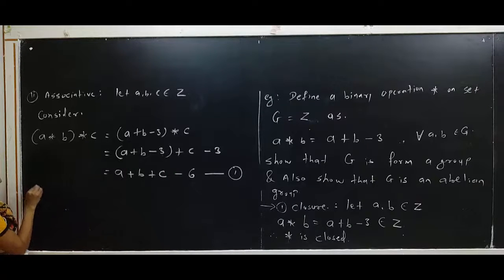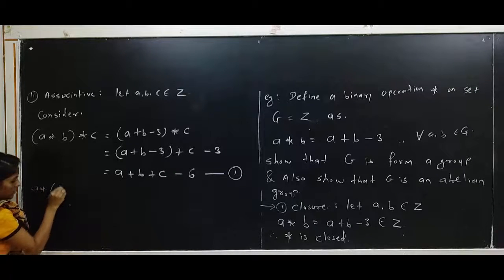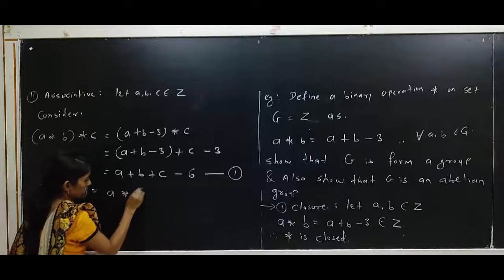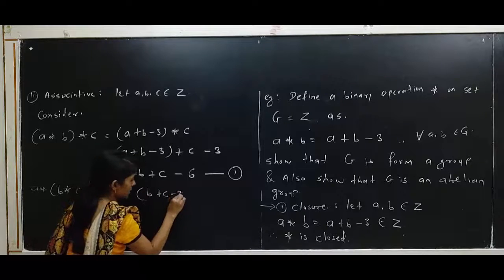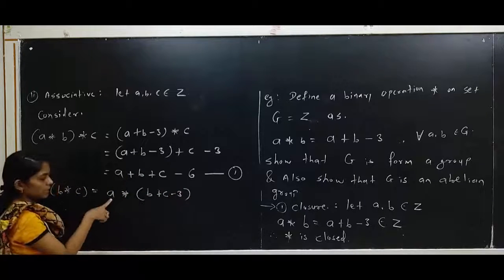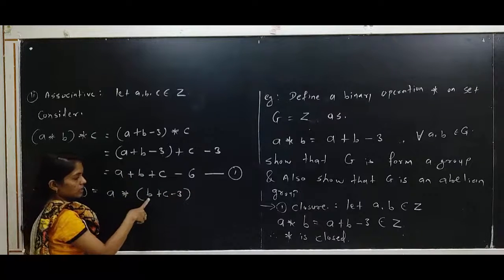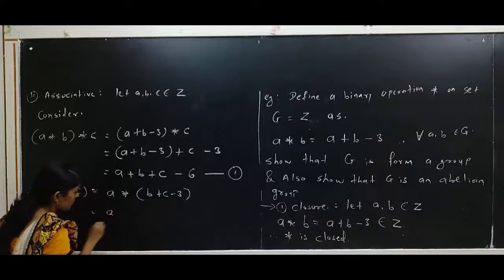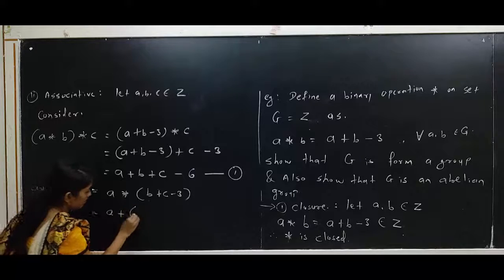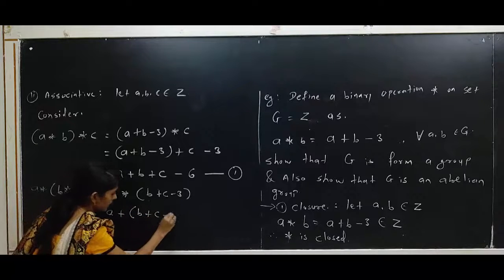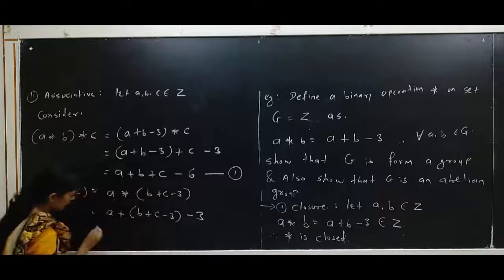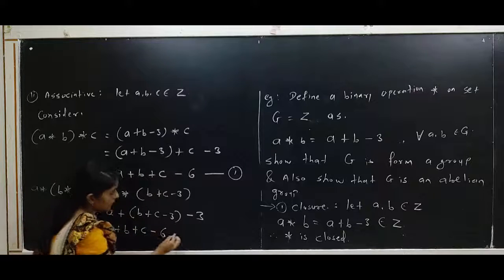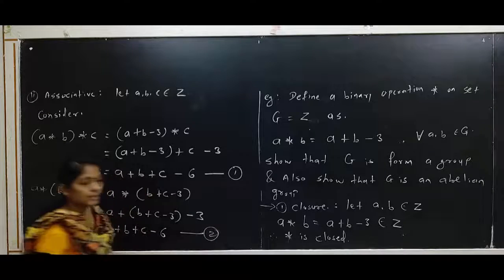Now A star B star C is equal to A star, bracket B plus C minus 3. Now we consider A as the first element and this bracket B plus C minus 3 as the second element. So we apply the operation here. So we get A plus B plus C minus 3 minus 3. Now simplify this. So we get A plus B plus C minus 6. Give it the number second.